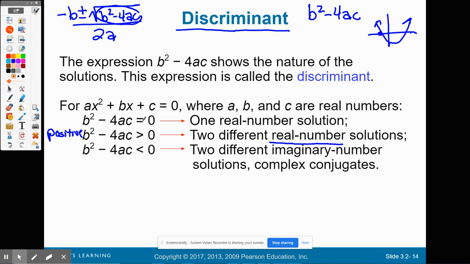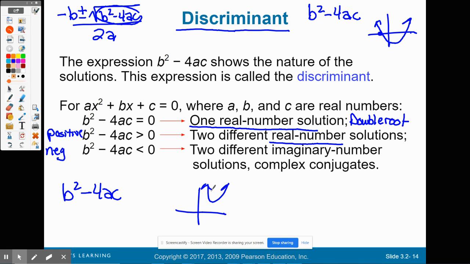If b squared minus 4ac equals 0, I'm going to get negative b plus 0, negative b minus 0. So I don't get 2 answers at all. I get 1 answer. It will also be real, and it's what we call a double root. If b squared minus 4ac is a negative number, that means I'm going to have a negative number under the square root. That also means that I'm not going to have real numbers. I'm going to have 2 imaginary number solutions. They will be related. They will be complex conjugates.